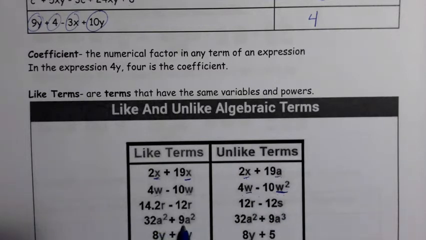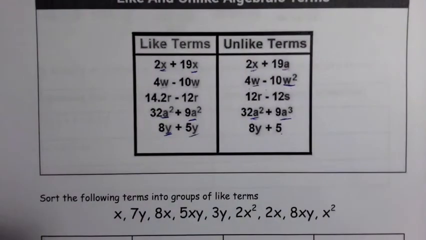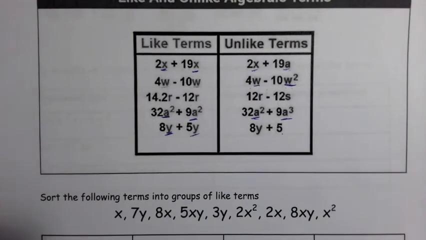32a squared plus 9a squared, these are like terms. We have a squared and a squared. 32a squared plus 9a cubed, not the same, different powers. So that is like maybe spelling the last name differently. Okay. 8y plus 5y, okay, they're on the y team or the y last name, but 8y plus 5, not the same like terms. So in order to practice this, let's sort them into bins of the same term.